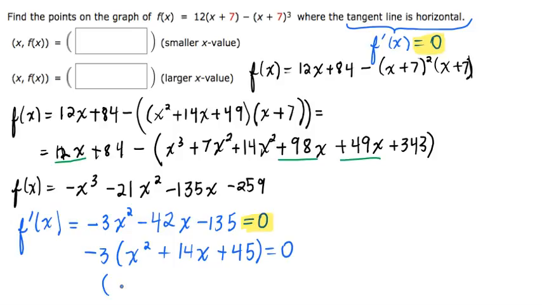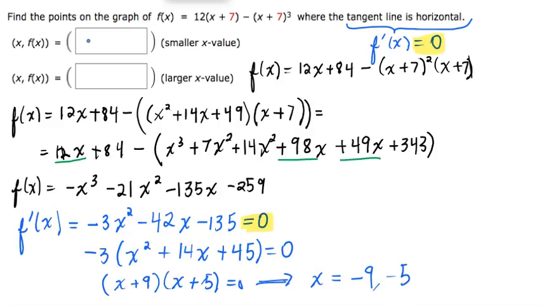So let's see if we can factor this. 45 breaks into 9 and 5, which do add to 14, so that's going to work out pretty well. So we get x plus 9 and x plus 5 equals 0. So that has solutions at x equals negative 9 and at negative 5. So those are two x values. We would put the smaller one here, negative 9, and the larger one there, negative 5, at which the slope of the tangent line is horizontal. Now, we'd also need to go find the corresponding y values. So right there you would just find f of negative 9 and f of negative 5 to go there.